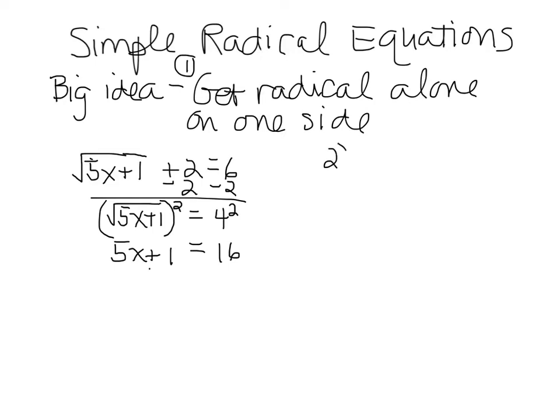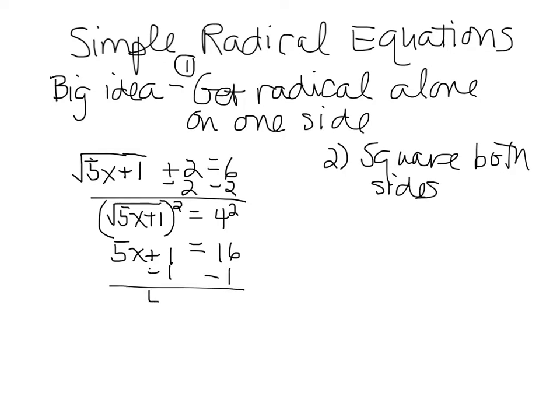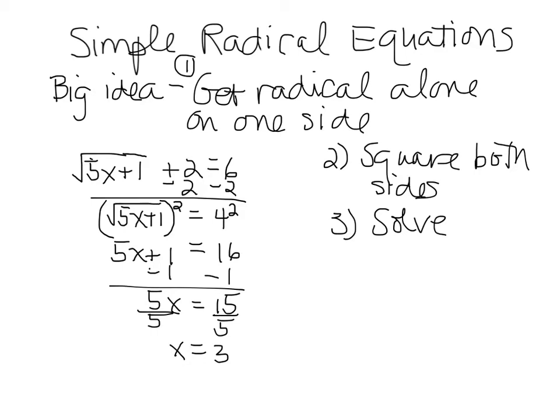So the second thing would be to square both sides. And then we have a pretty simple equation to solve. 5x equals 15. x equals 3. We can check this pretty easily and see that if I plug the 3 in here, 15 plus 1 would be 16, the square root of 16 is 4, plus 2 is 6.